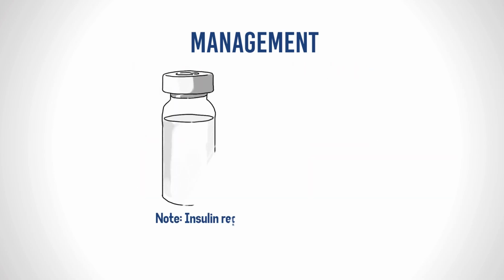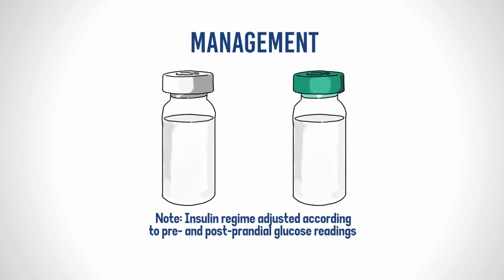If it is the postprandial readings that are persistently elevated, the patient will be prescribed fast-acting insulin analogues to be taken before meals. If there is fasting hyperglycemia, then intermediate-acting insulin will be required at bedtime and or before breakfast.